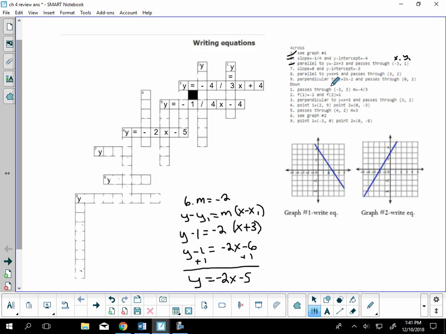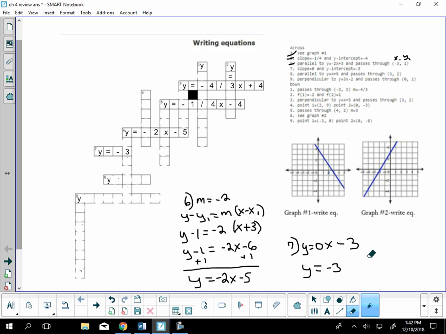All right, number 7. 7 has a slope of 0 and a y-intercept of -3. Well, we don't really write that 0x, so it's just going to be y equals -3. 0 times x is 0. 0 minus 3 is -3. And that makes sense that it would be a horizontal line. And that was number 7 across.